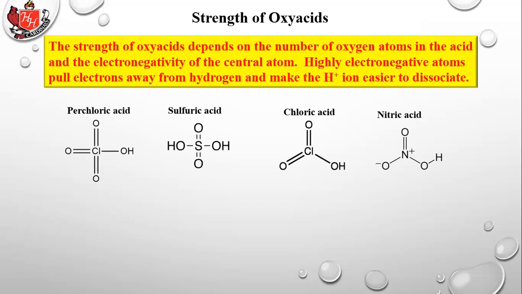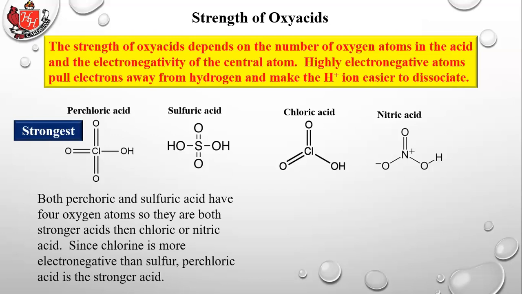The strength of oxyacids depends on the number of oxygen atoms in the acid and the electronegativity of the central atom. Highly electronegative atoms pull electrons away from the hydrogen and make the proton, the H+ ion, easier to dissociate. So both perchloric and sulfuric acid, the first two there, have 4 oxygen atoms. So they are both stronger than chloric or nitric acid, the two on the right. Since chlorine is more electronegative than sulfur, perchloric acid is stronger than sulfuric acid. So perchloric is the strongest of those 4 acids.